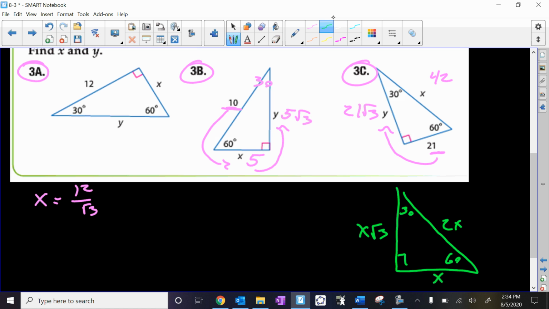Notice on this one, we have a radical in the denominator, so we need to rationalize the denominator, multiplying by 1, which in this case is square root of 3 over square root of 3. On top, that gets us 12 square root of 3, and then square root of 3 times square root of 3 is the square root of 9. The square root of 9 we know is 3. And now I can simplify a little bit more. 12 divided by 3 is 4. So X, our short side length, is 4 square root of 3.